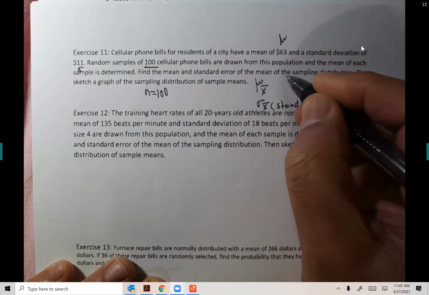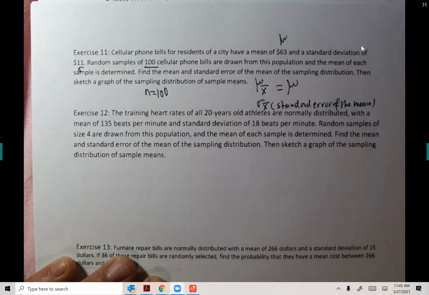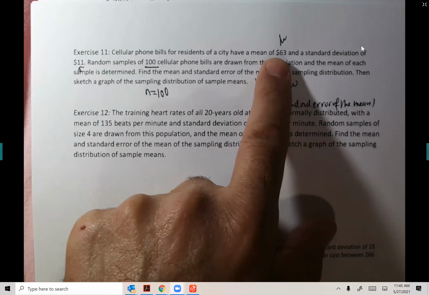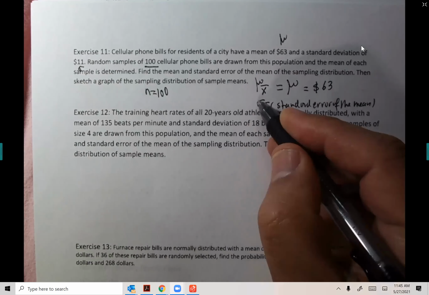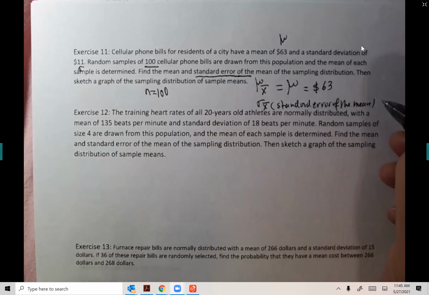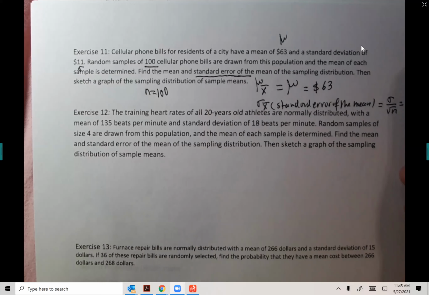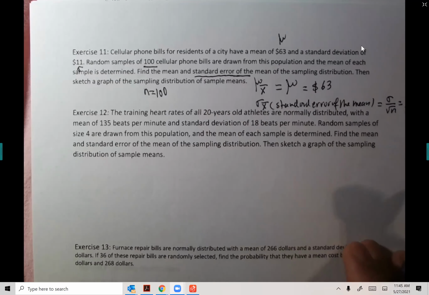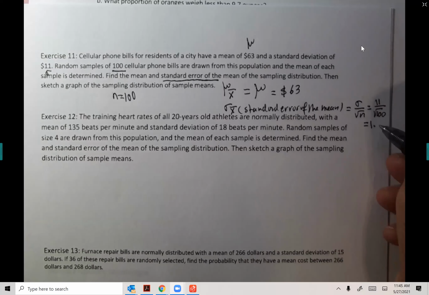And you already learned in the theorem that the mean of X bar will be exactly the same as the original mean. And what is the original mean? It's $63. What is sigma of X bar, which has another name, the standard error of the mean? It is sigma divided by the square root of n. What is sigma? It's $11, divided by the square root of 100. And what would 11 divided by the square root of 100 be? It's $1.10.